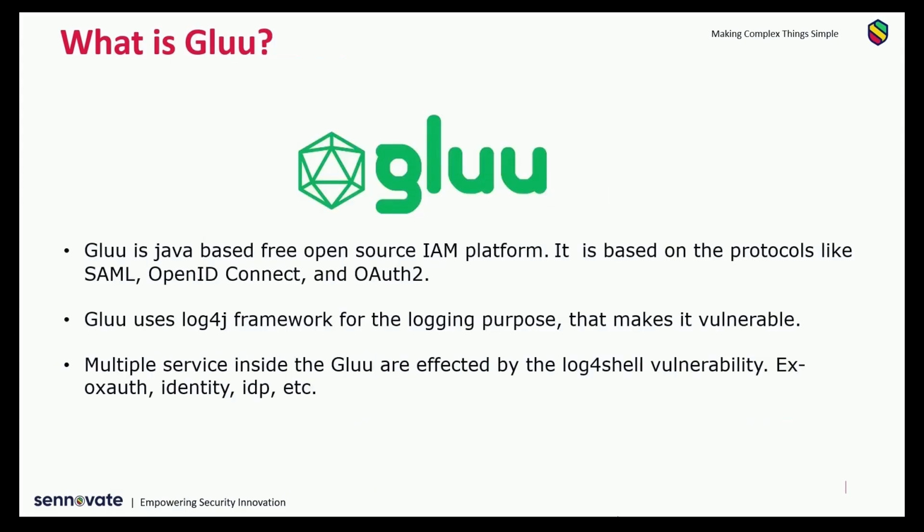Now, as we have some basic understanding of Log4j, let us look into what Gluu is. Gluu is a Java-based free open source identity and access management software. Since 2009, it has been used on a large scale all around the world. As Gluu is based on Java and log generation is an important aspect of all IAM software, Gluu uses the Log4j framework for this purpose. Due to this, it is vulnerable to Log4Shell. Inside the Gluu container, many of the services use the Log4j library, for example Oxauth, Identity, IDP, etc.